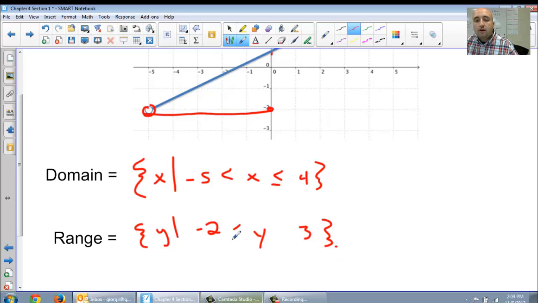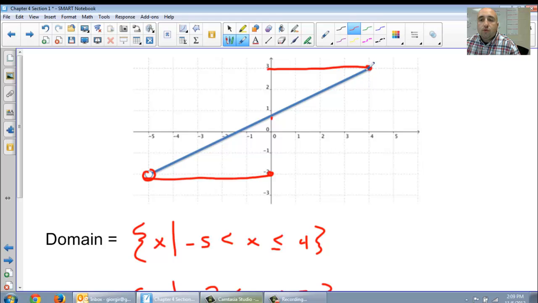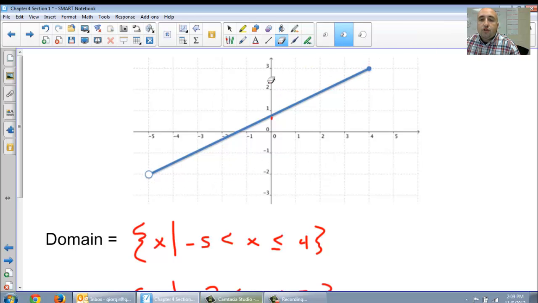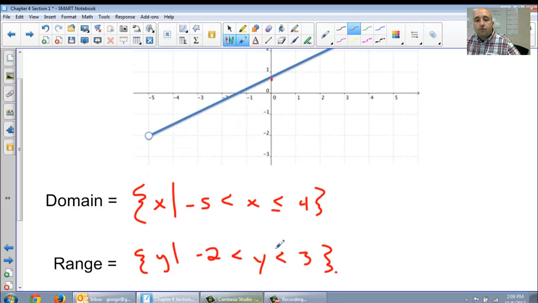Symbols point to the left. Which one is closed? Let me get rid of my markings here. The 3 is a closed circle and the -2 is open. So the 3 was closed, -2 was open. All right, so I know that's a little complicated. We'll make sure we do more examples.